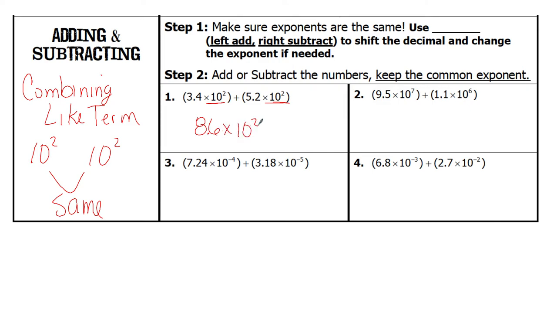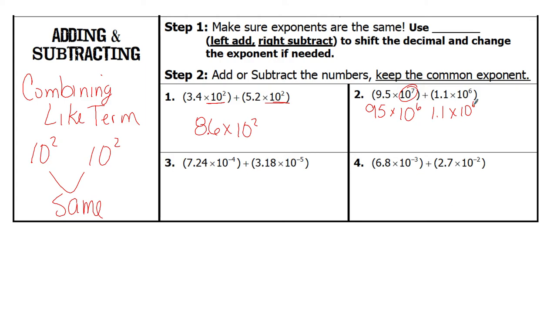Oh, now here's the problem over here. Number 2, they're not the same, but I can make them the same. I can make them the same by moving my decimal point a little bit. Okay? I find it easiest to make the larger one less. So this one right here, I can make it 10 to the 6th. Where would I have to move the decimal point to make it 10 to the 6th? I'd move it to the right. So this would be 95 times 10 to the 6th and 1.1 times 10 to the 6th.